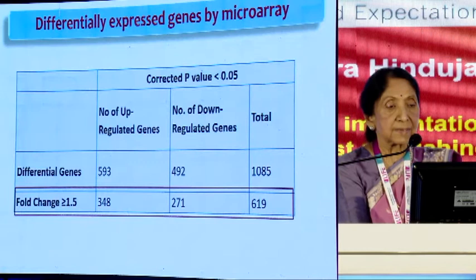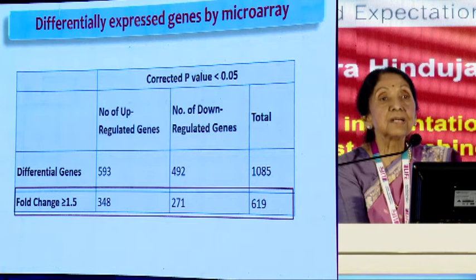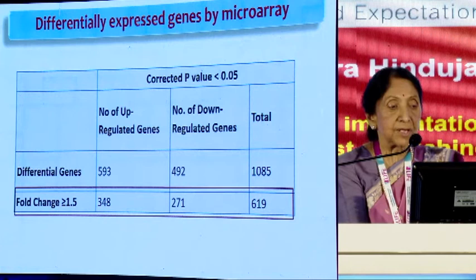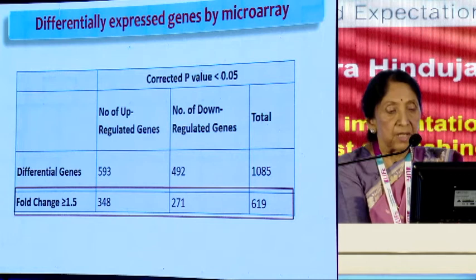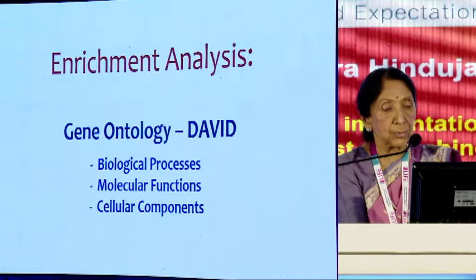From our microarray database, the differentially expressed genes were 1085. Of that, 595 genes were upregulated and 492 were downregulated. When we considered a fold change of 1.5, a total of 619 genes were differentially expressed. Of that, 348 were upregulated and 71 were downregulated.